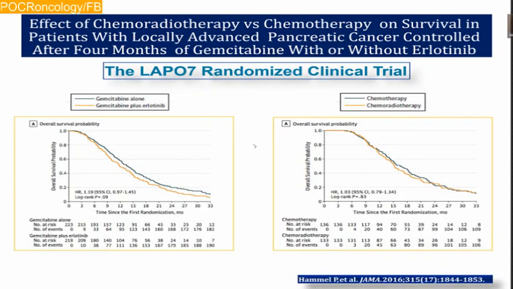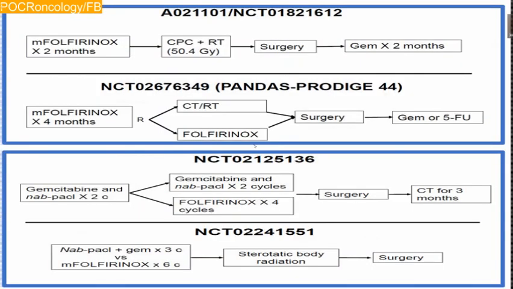So the big question is actually, what is the most important to use, gemcitabine alone or gem plus erlotinib? And this was in LAP07. And what's the benefit between chemotherapy and chemoradiation? As a matter of fact, there was no difference between the two. However, the number of patients was almost 233.